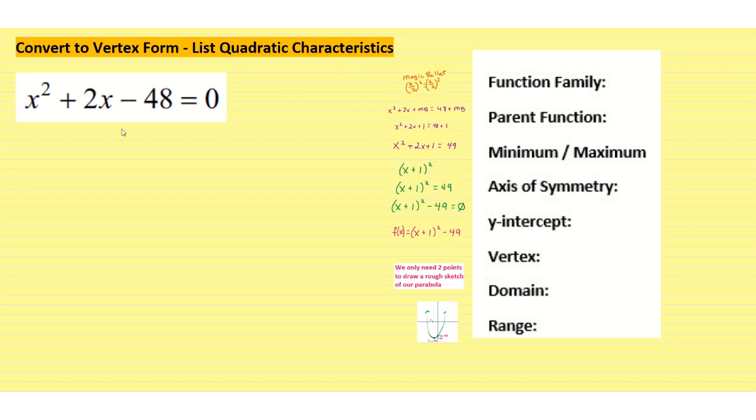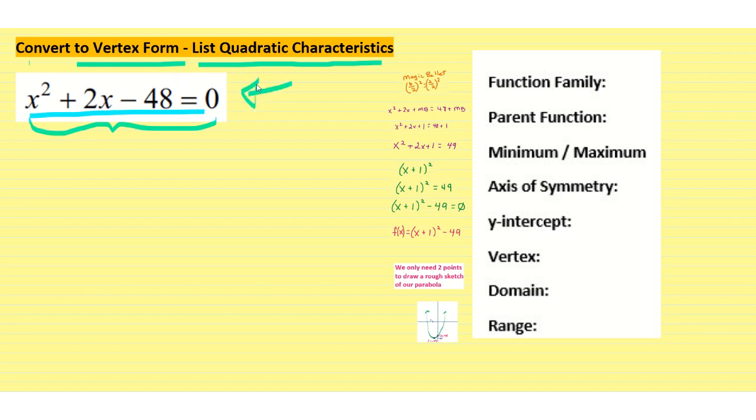Hello, this is Charlene. We're going to convert this equation to vertex form and also list the quadratic characteristics. So the first thing we want to do, though, is remind ourselves that this is the standard form of a quadratic. And there are things that we can tell about it just by looking at this version of our quadratic. So the first thing, of course, is that we can say this is in the quadratic function family. So that is a given.